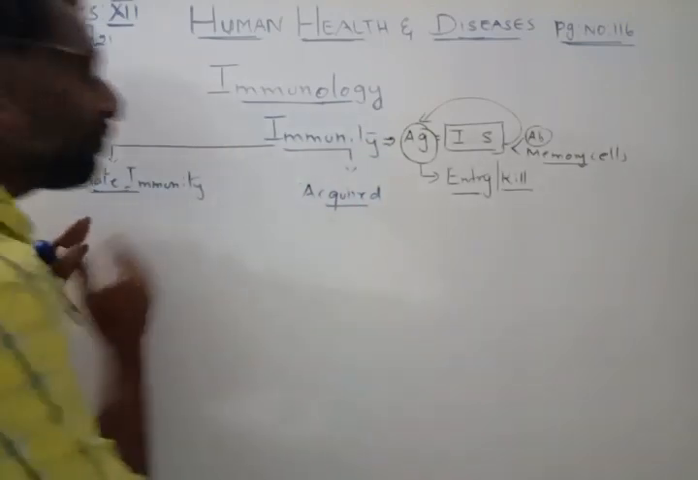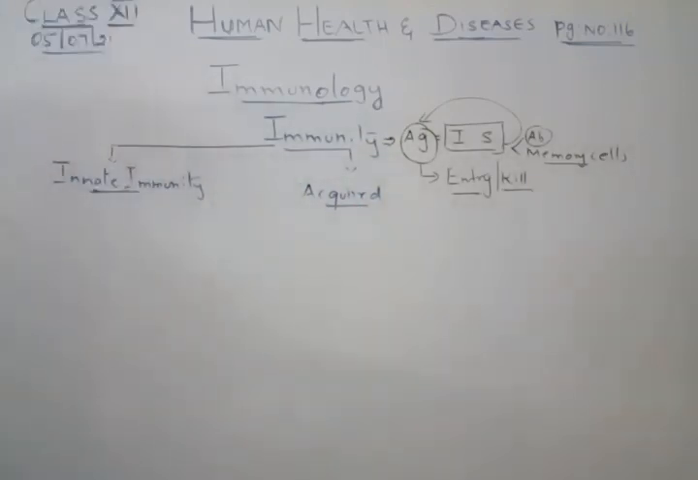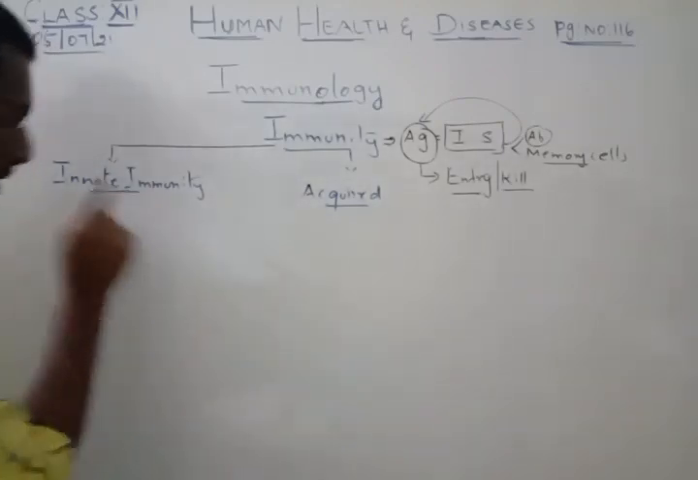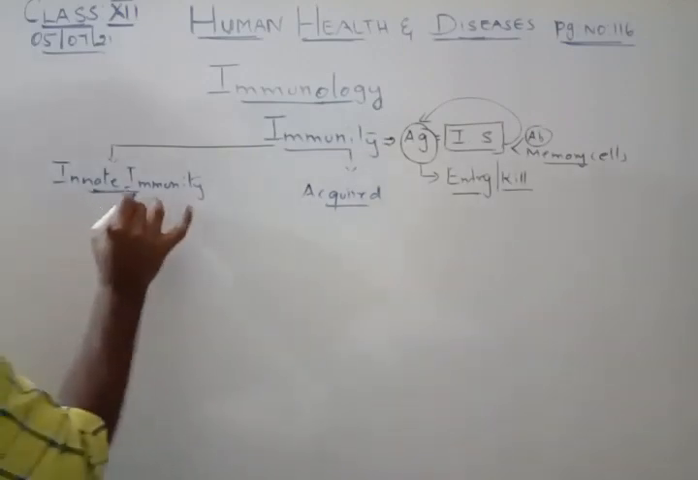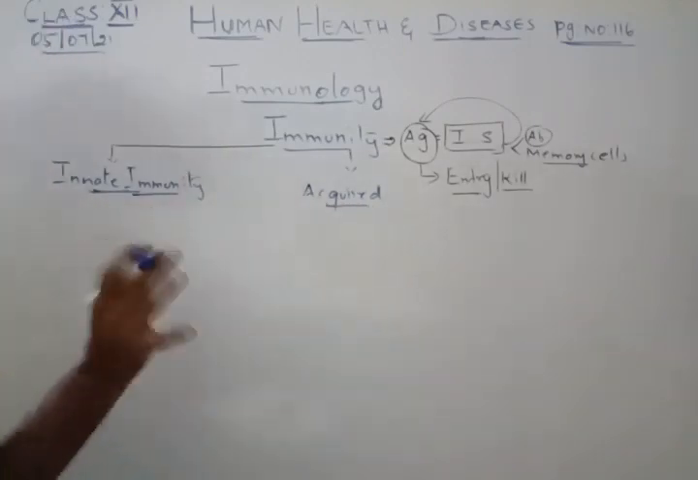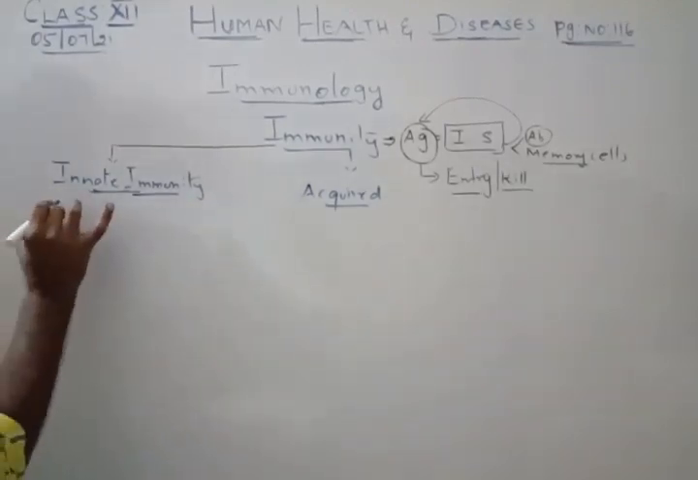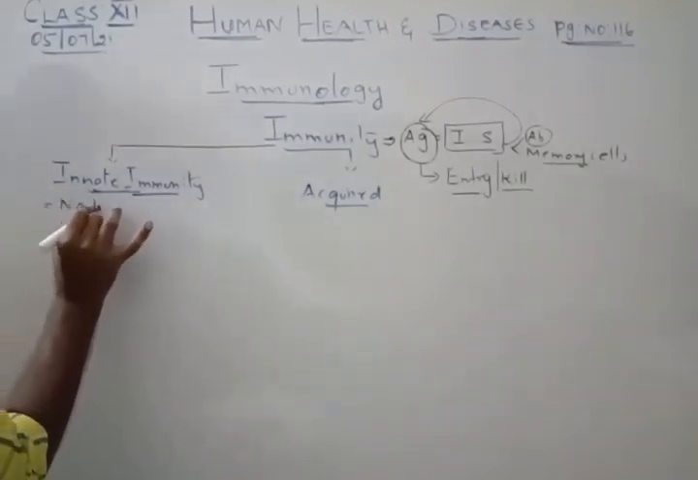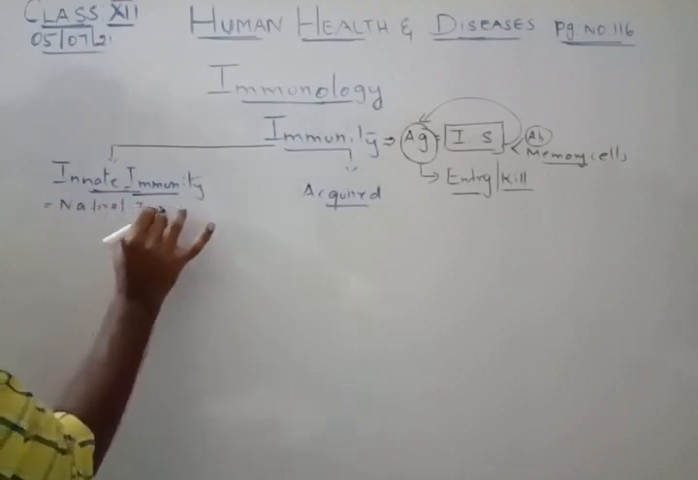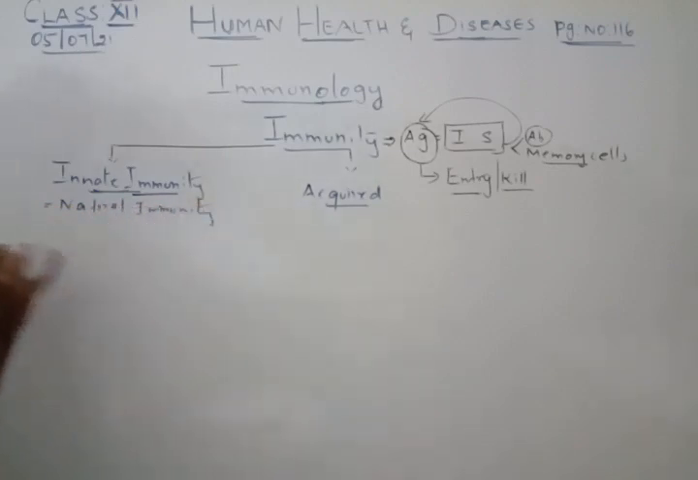First we will study the difference between these two immunities, and then we will study each in detail. When you talk about innate immunity, it is to prevent entry of the antigen into the body or to kill it. That's all. This kind of immunity a person acquires from birth onwards. Clear? So it is called natural immunity. Naturally you have this immunity from birth.